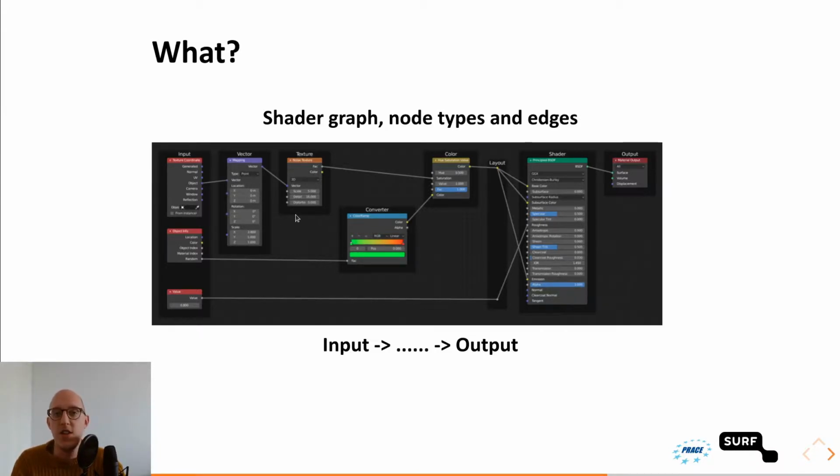And then you have the texture node type, which is a set of nodes with which you can either load image files as textures or you can use one of the procedurally generated textures. For example, in this case, the noise texture is one of the procedurally generated textures.